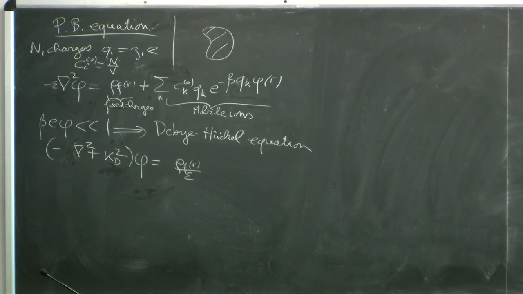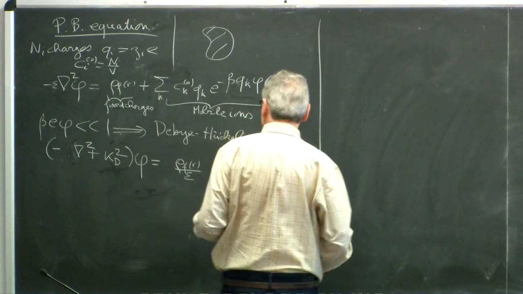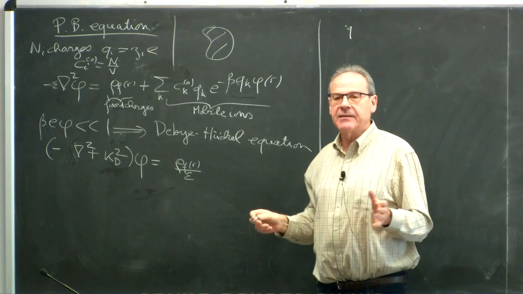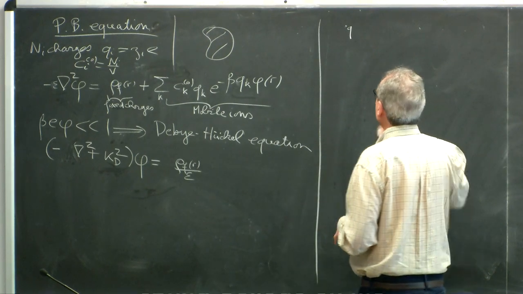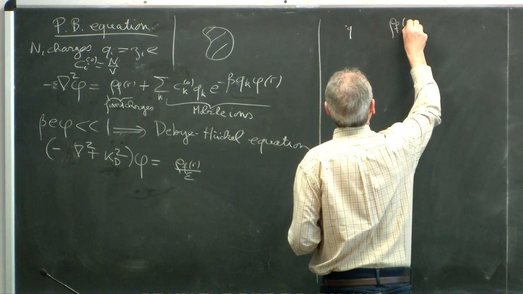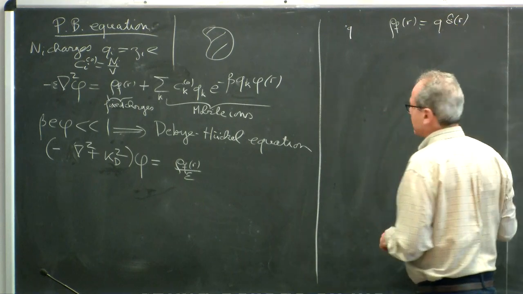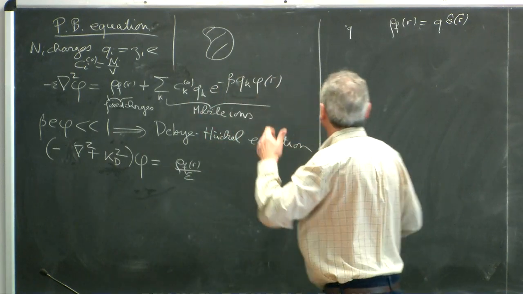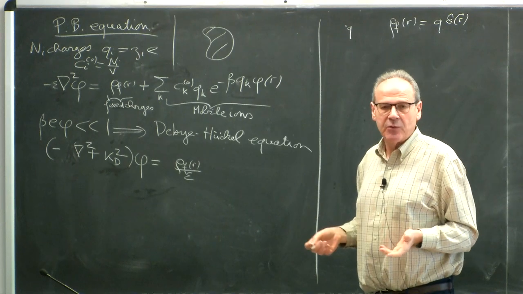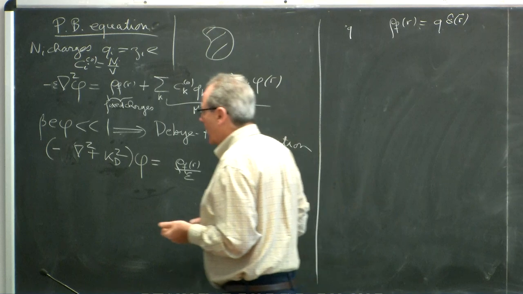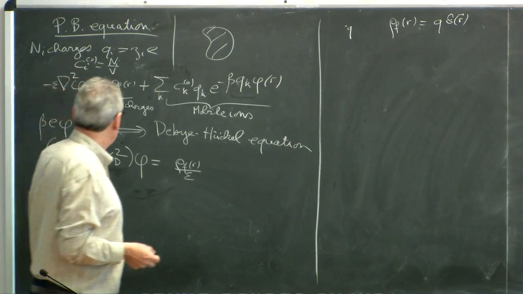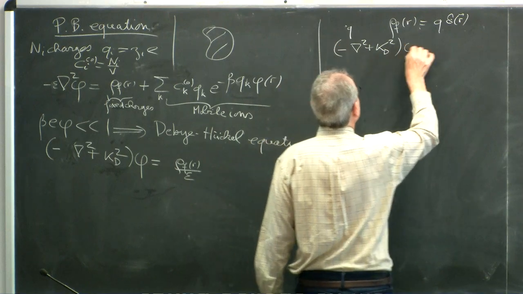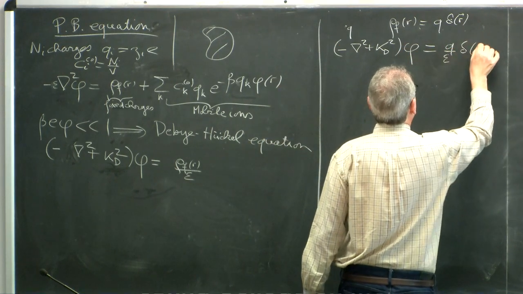So an exercise that we will do, and this is where I stopped yesterday, is to see what happens when you take a single charge Q, an external fixed charge which doesn't move. So this charge Q at point zero, rho F of R equals Q delta of R. And you ask what is the electrostatic potential phi created by this single charge Q. If it was just Coulomb, it would be Q over 4 pi epsilon R. But here we have to solve this equation, which is minus Laplacian plus kappa d square phi equals Q over epsilon delta of R.